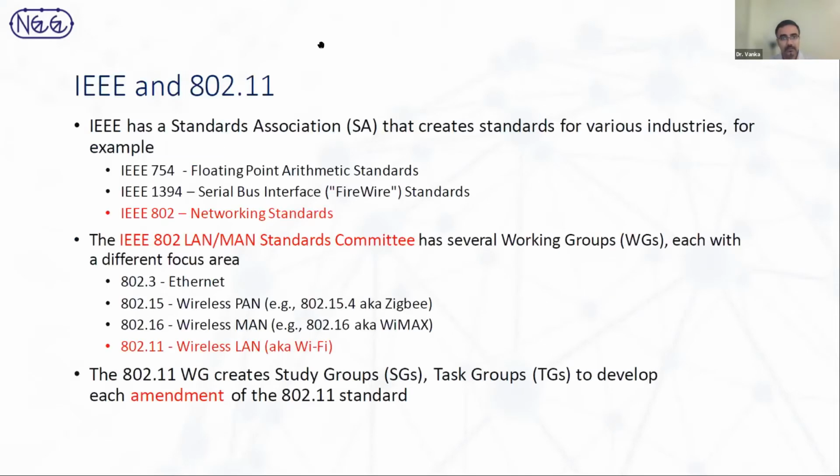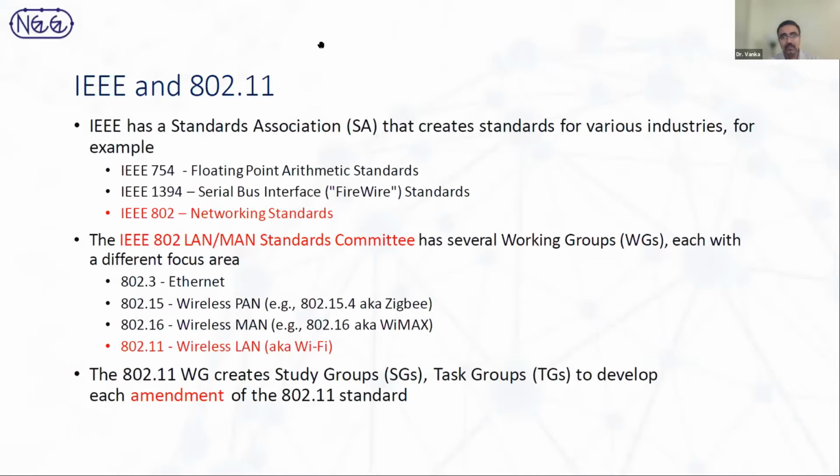Okay. So the moment anyone talks about IEEE 802.11, I just want to break it down. So IEEE, as we all know, is the Standards Association, an SDO. It has a SA, which creates standards for different types of industries. So we in this audience are familiar with networking standards, but there are also floating point standards. There are also the serial bus interface standards, and there are many other standards which fall under the IEEE umbrella. And for the sake of this talk, we're interested in the IEEE 802 family of standards.